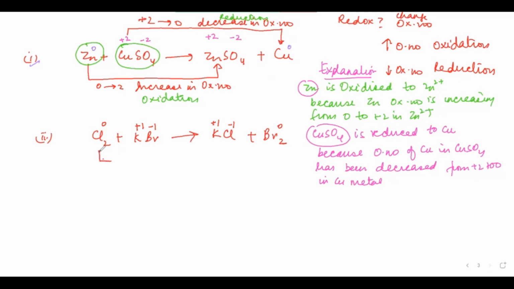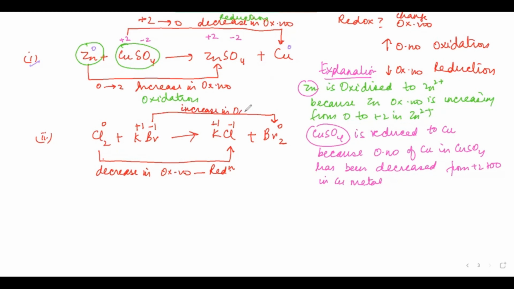अब हम देखते हैं 0 is changing to -1, so there is a decrease in oxidation number, and decrease in oxidation number is basically explaining that this substance as a whole, chlorine as a whole, has been reduced. Now potassium का कोई change नहीं है. Potassium is here as +1, here also +1. तो potassium के basis पर हम आगे explain नहीं कर सकते, लेकिन हाँ, the bromide has changed. The bromide has changed from -1 to 0, so there is an increase in oxidation number.